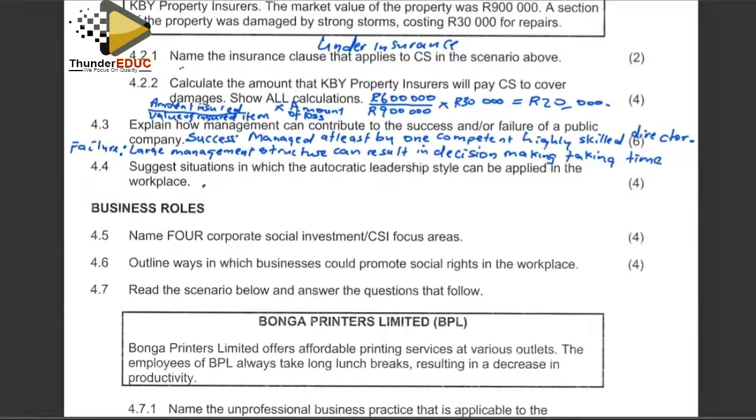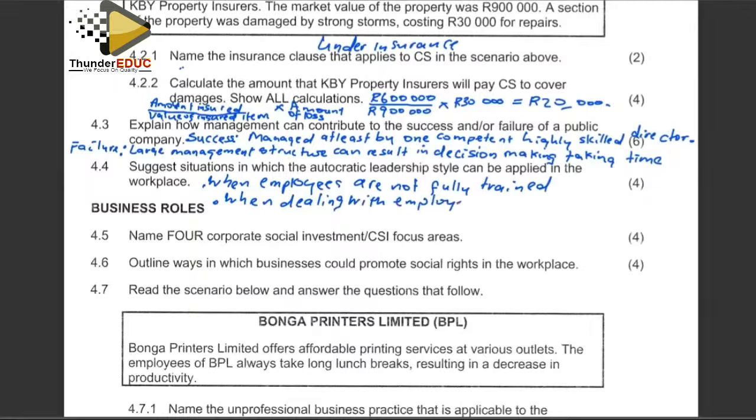We are saying that when employees are not fully trained, and also when dealing with employees who are not cooperative.